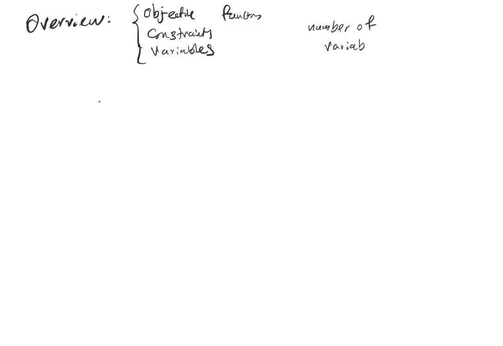We mentioned that an optimization problem has three components: objective function, constraints, and variables. We also talked about different scenarios and when having an optimization problem makes sense. That was the scenario that number of variables are greater than number of equality constraints.